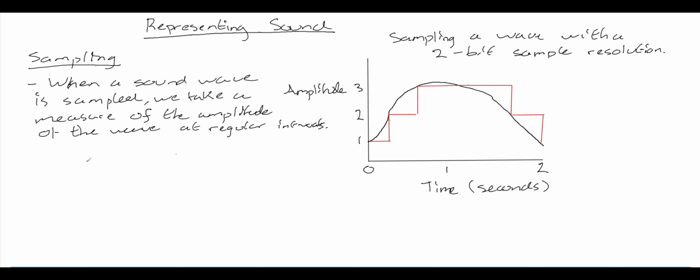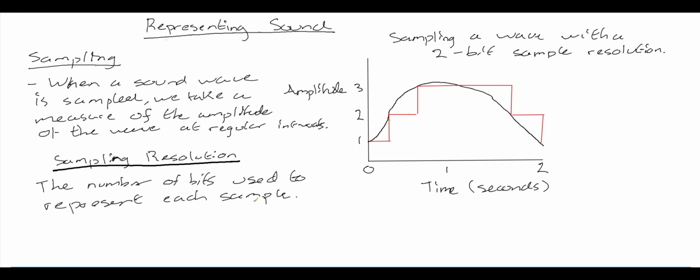Let's deal with the sampling resolution first. The sampling resolution is the number of bits we use to store each sample. Increasing the sampling resolution increases the number of different amplitudes that can be represented, and therefore allows a sample which is closer to the true waveform that we're trying to represent. So if you're asked what the sampling resolution is, it's the number of bits used to represent each sample.